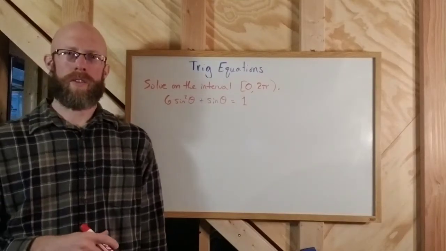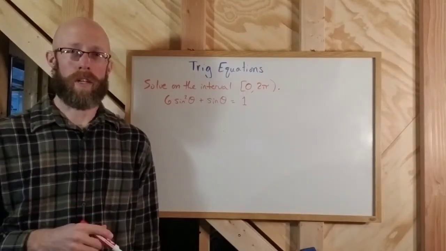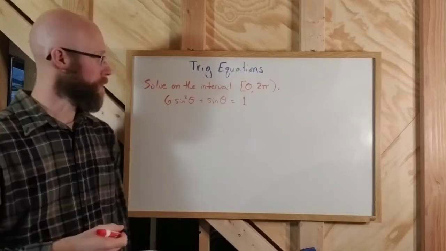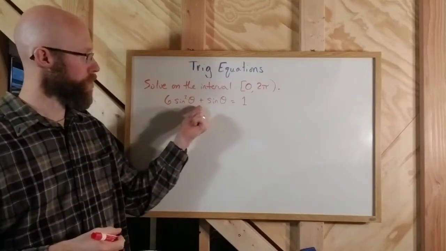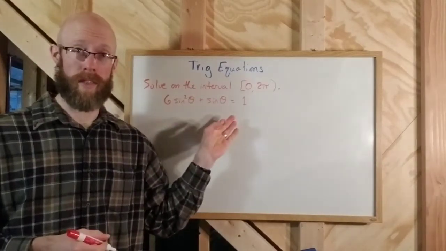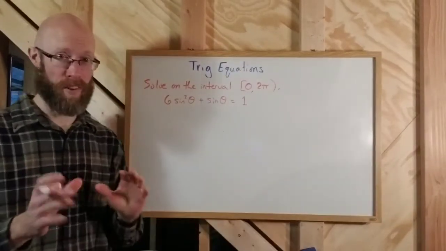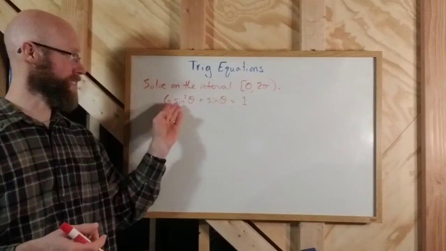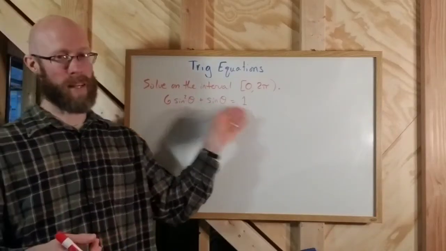Alright, in this next example, we're going to be solving another trig equation. This one, 6 sine squared theta plus the sine of theta equals 1. So let me restate it: 6 sine squared theta plus sine theta equals 1.